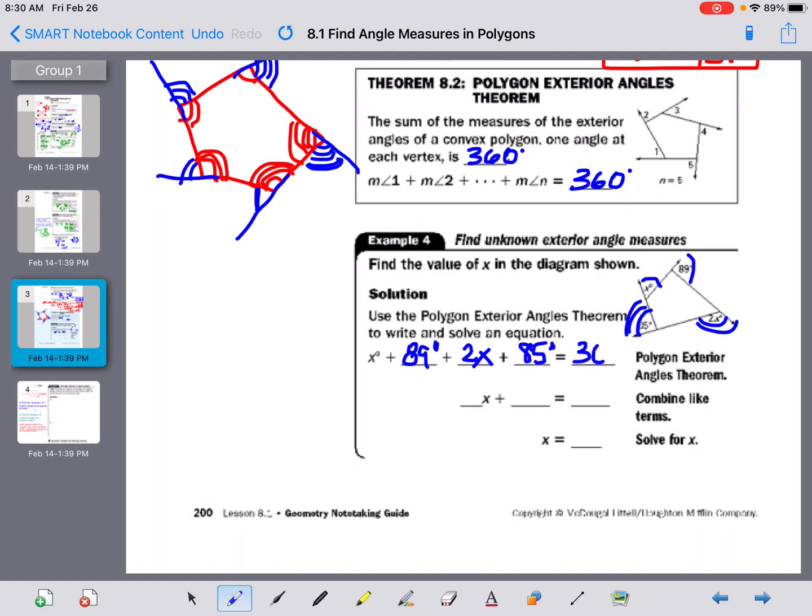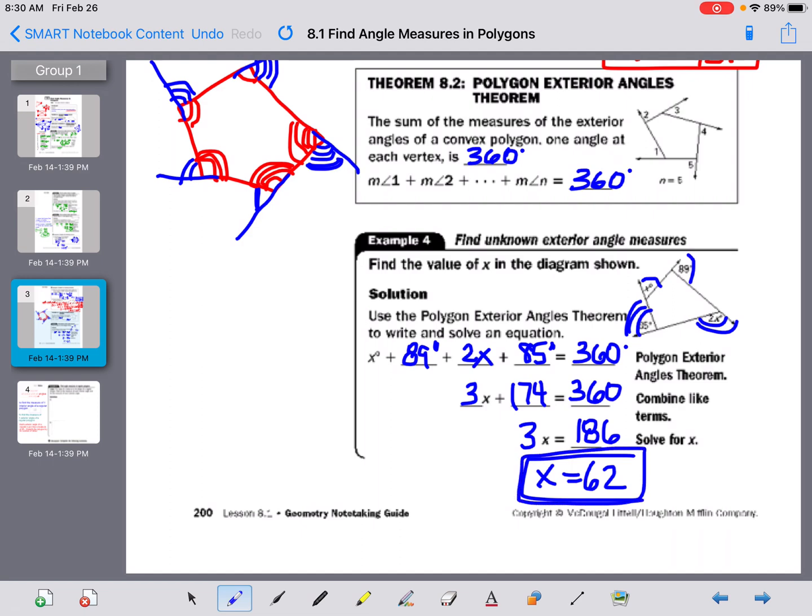All of them add up to 360 because they're outside. The outsides always add to 360. Joining my x's, I get 3x. Joining my 89 and 85, I get 174. Subtract my 174, and 3x equals 186. Divide by 3, and I get 62. Okay, so x is 62 here.